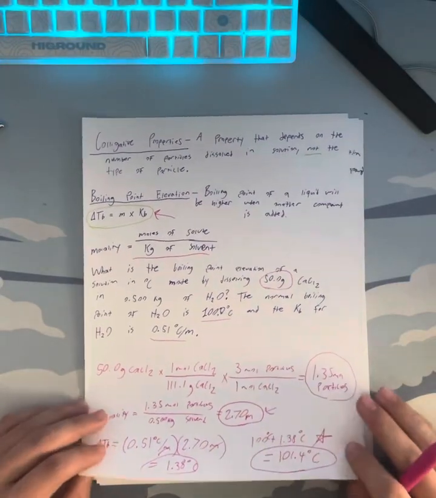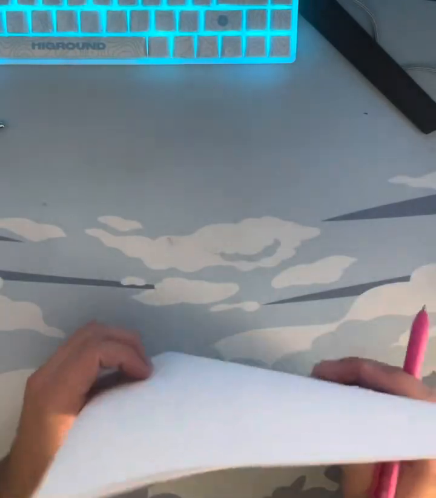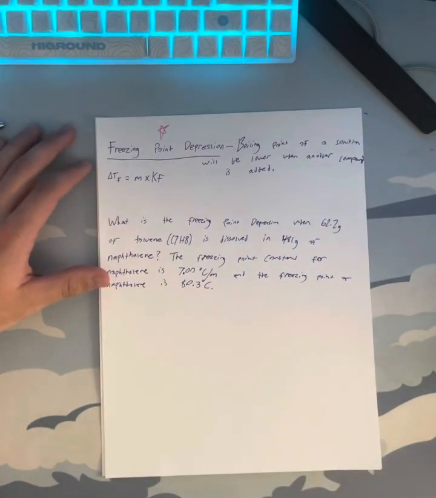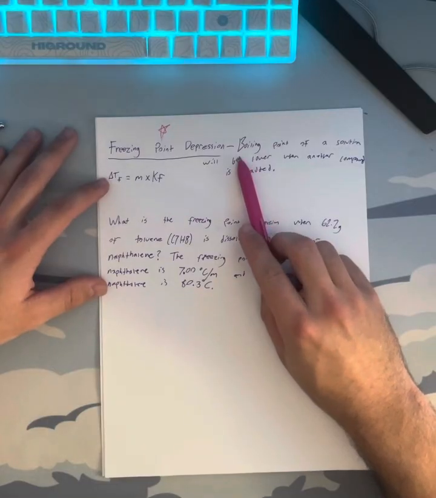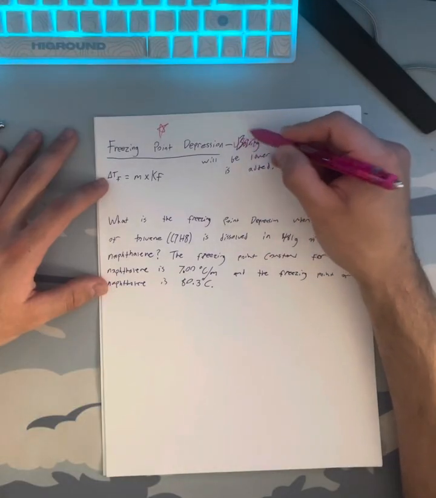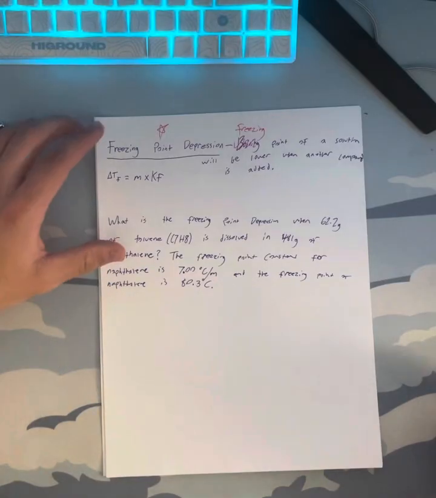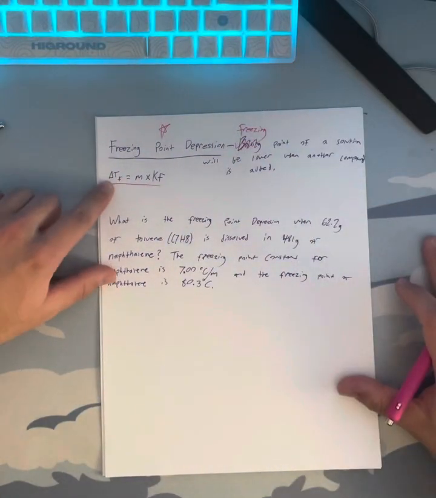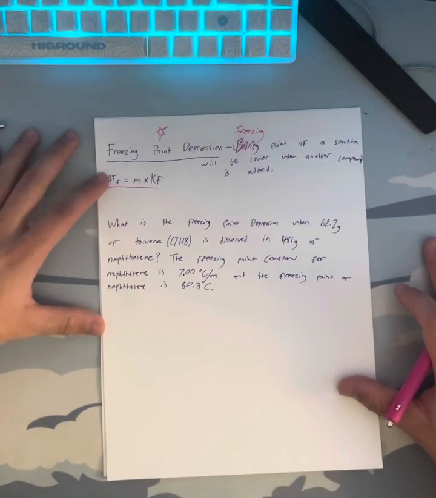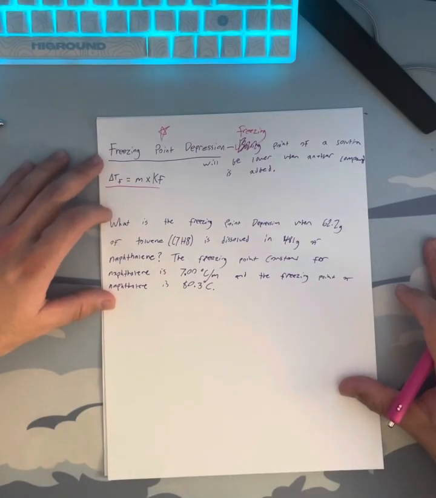Next, we can go to something that is similar to this topic, but the opposite, called freezing point depression, which is known as the freezing point of a solution will be lower when another compound is added. And this is the formula we'll be using. Change in freezing point equals molality times the freezing point constant.